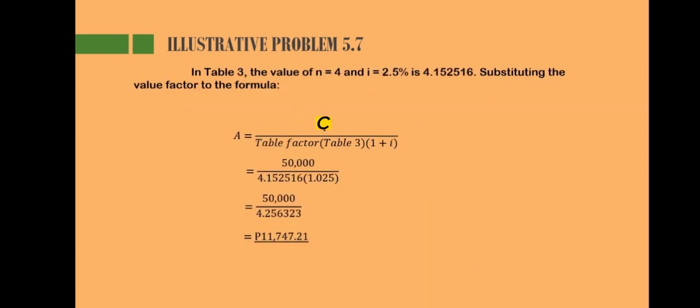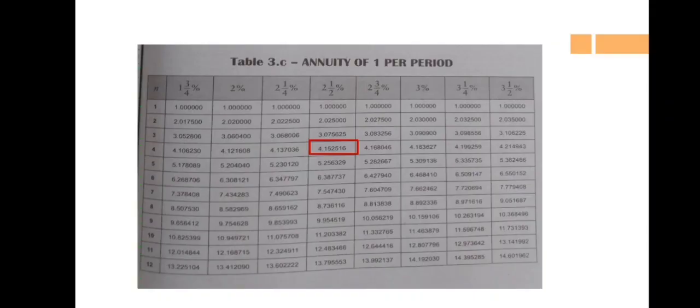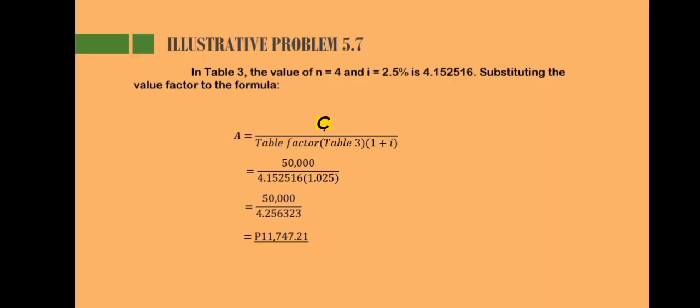In table 3, the value for N equal to 4 and I equal to 2.5% is 4.152516. Substituting this into the formula A is equal to C over table factor of table 3 times the quantity of 1 plus I, our C is 50,000 and the table factor of table 3 is 4.152516 times the quantity of 1.025. If we simplify this, we have a final answer of 11,747.21 pesos, which is equal to the answer in illustrative problem 5.5. And that's all for my report.